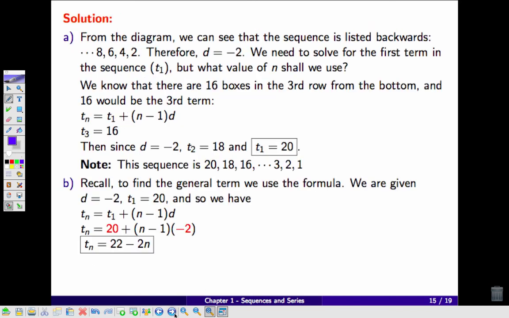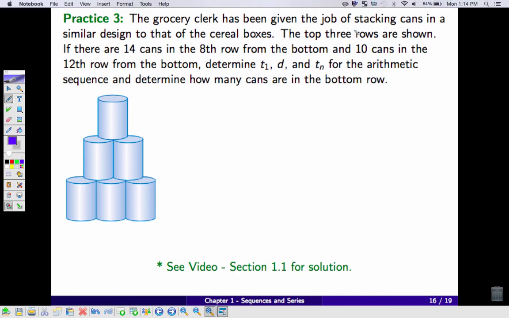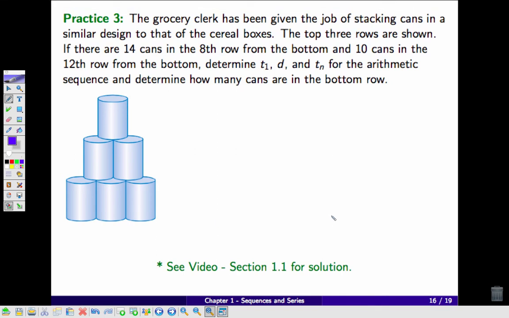I'm going to do a similar question, so here's the solution to that question in your notes. A grocery clerk has been given the job of stacking cans in a similar design to that of the cereal boxes in the previous question. The top 3 rows are shown. If there are 14 cans in the 8th row from the bottom and 10 cans in the 12th row from the bottom, determine T1, D, and Tn for the arithmetic sequence and determine how many cans are in the bottom row. Okay, so this question can be a bit tricky if you don't understand what's going on here.